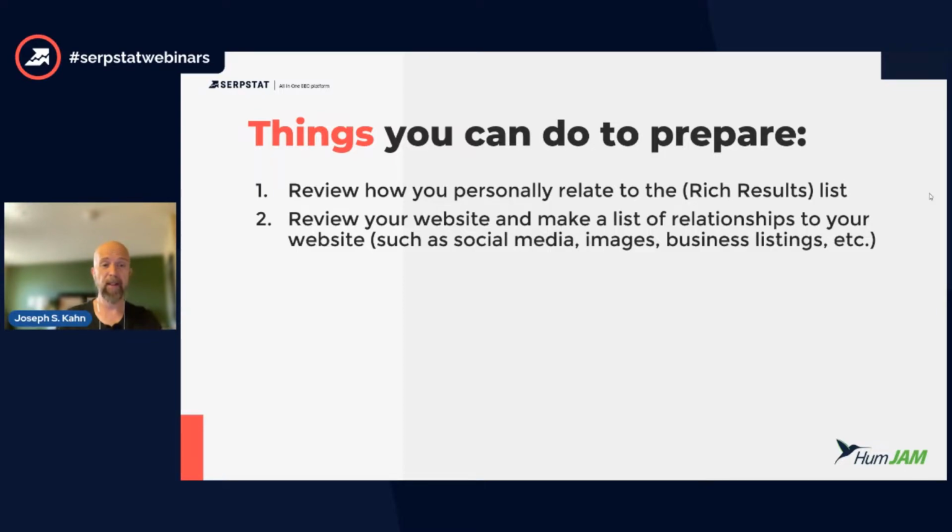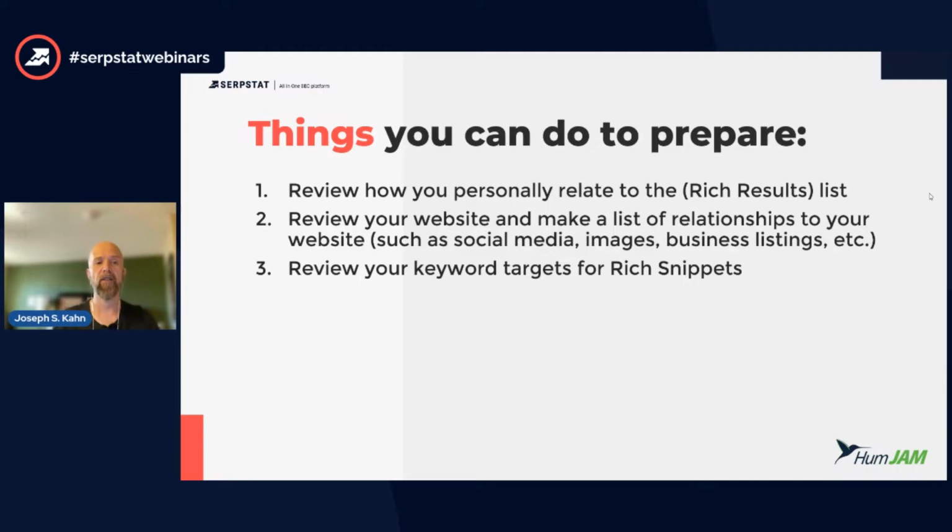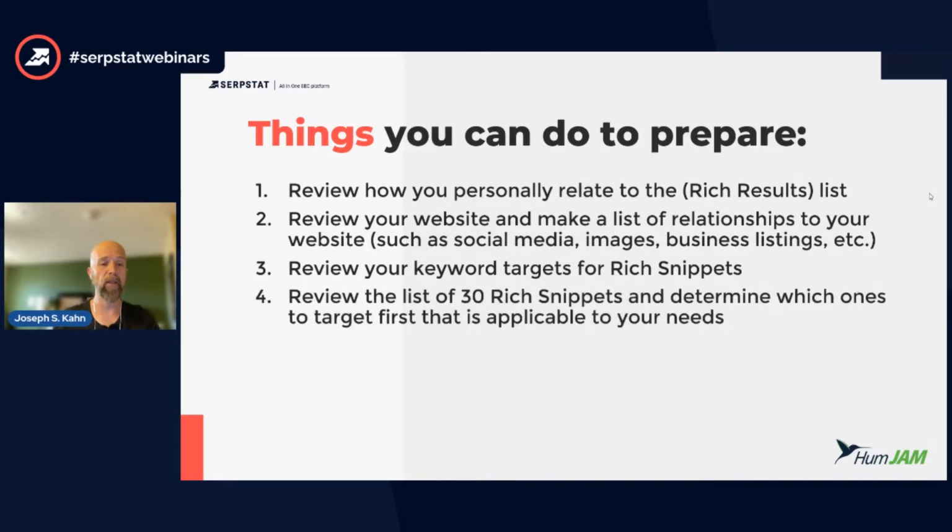Review your website. Make a list of the relationships to all the things that you're related to, from your social media to businesses to listings. Do you have a Better Business Bureau listing? Figure out where all the relationships are that you could connect your schema to. Review your keyword targets for rich snippets. Review the list of 30 rich snippets and determine which ones to target. Okay, it's got to start there.